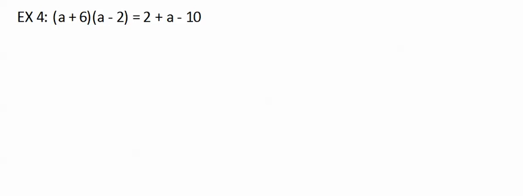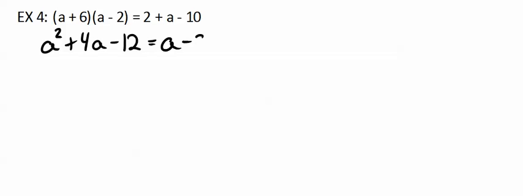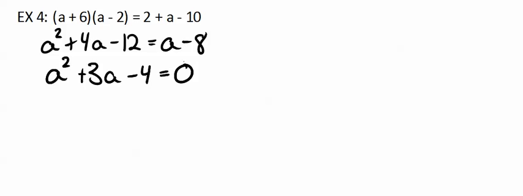Number 4 is a little bit more complicated of a problem. You'll notice that it has two binomials over here, which would make it nice if we could just set them equal to 0. But you'll notice on the right side, it's not. So what we have to do is FOIL and actually combine like terms. So when I FOIL, I get a squared plus 4a minus 12 equals, let's combine that, a minus 8. And if I bring it all together, I get a squared plus 3a minus 4 equals 0.